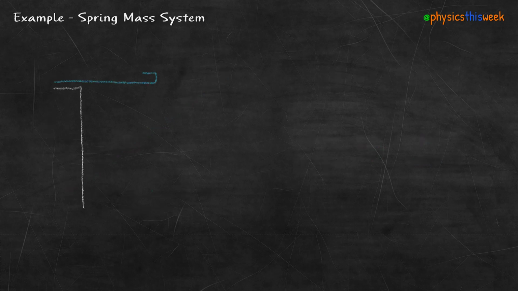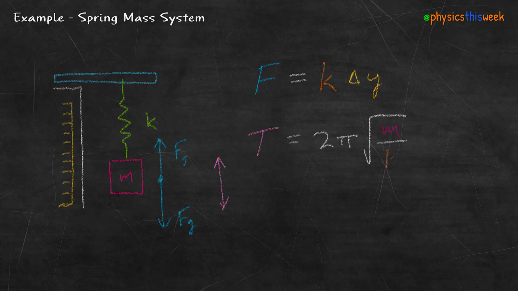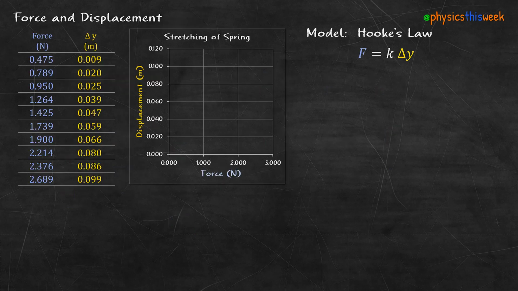Let's imagine hanging a spring from a support, then adding some masses to it. We measure out each mass, calculate its weight, then we measure the stretch of the spring. The model for this is Hooke's law, F equals k delta y. We could also put a mass on the spring and then measure the period of its oscillations. The model for this is T equals 2 pi times the square root of the mass over the spring constant. In each case, we plot out our findings on a graph.